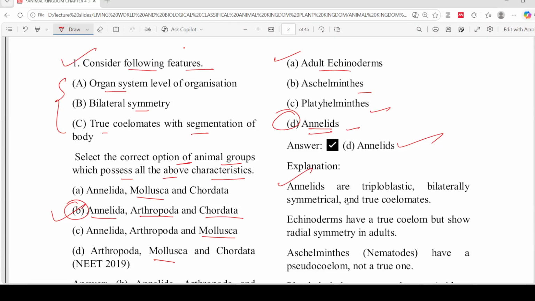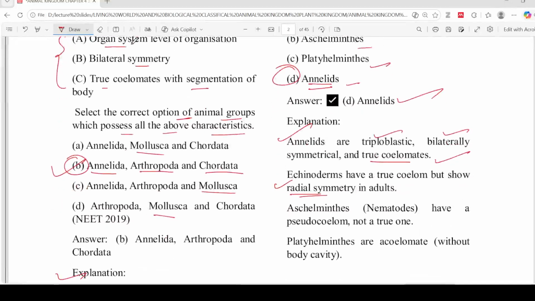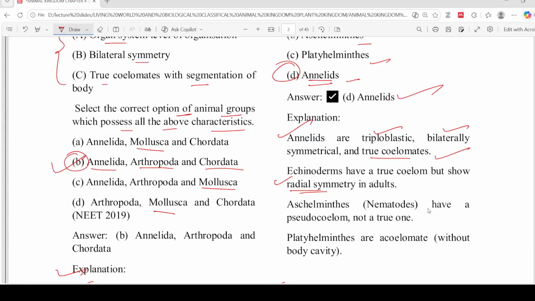So explanation: annelida is triploblastic, bilaterally symmetrical and true coelomate. The echinoderms have a true coelom but show radial symmetry. Very important point. So echinoderms are triploblastic and have a true coelom, but they have radial symmetry. Aschelminthes, the nematodes, have a pseudocoelom, not a true coelom. And platyhelminthes are acoelomates, without body cavity. So this is the explanation for this question. Very important question.